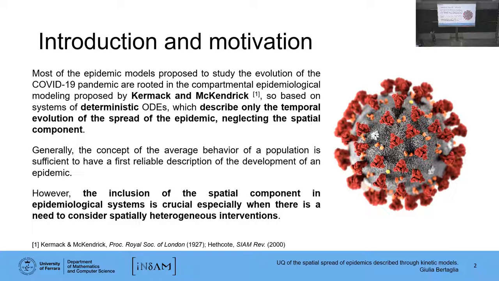And generally, this concept of the average behavior of a population is sufficient to have a first description of the evolution of an infectious disease, but in practical applications, the inclusion of the spatial component becomes crucial, especially, of course, when there is the need to consider heterogeneous interventions. For example, in the case of the COVID-19 outbreak, there was a heterogeneity in the spatial spread of this virus. So the government had to consider different actions in different locations to try to control and fight the spread of this virus.